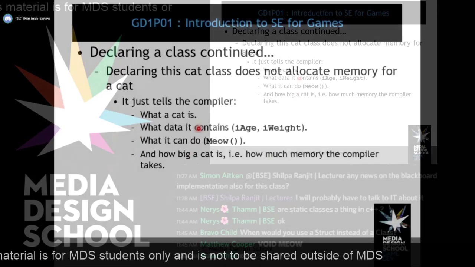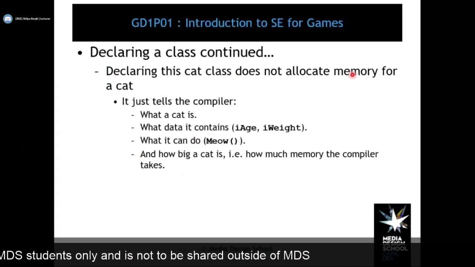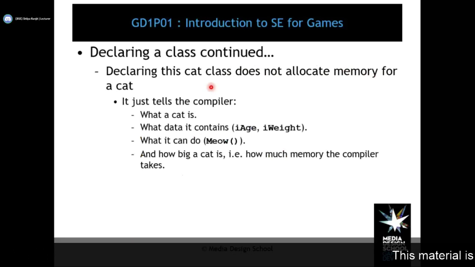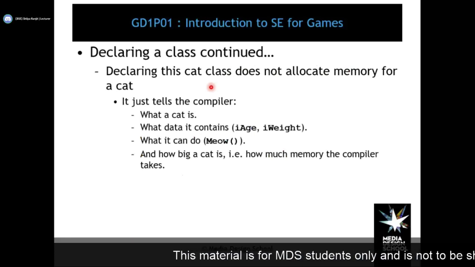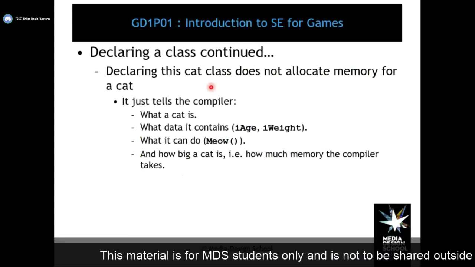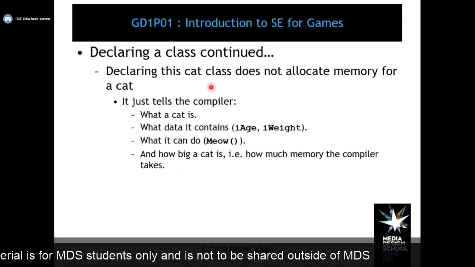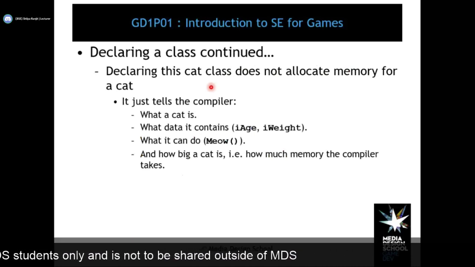So yeah, declaring this class CCat does not allocate memory for a cat. Remember, whenever we declare classes, we're not allocating memory. It's just a blueprint, just a definition. Even in the case of built-in data types, when does it get allocated memory? Only when you say something like int score. Then score gets allocated memory in your memory space.